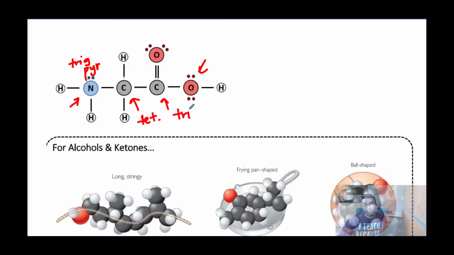This carbon is going to be trigonal planar because of the 3 bonded domains and no lone pairs. And this oxygen is going to be bent because of the 2 bonded domains and 2 lone pairs. And what that allows us to do is get a better visual for what that molecule would really look like in 3D. It's not going to be flat like this where the bonds look like they're 90 degrees. It's going to be trigonal pyramid around the nitrogen and tetrahedral around the carbon, trigonal planar around this carbon, and bent around that oxygen.